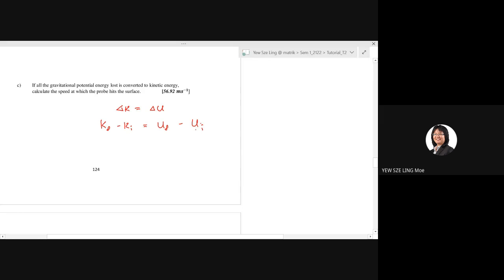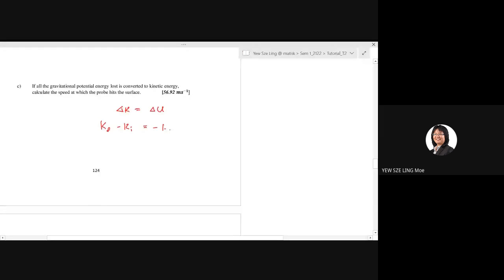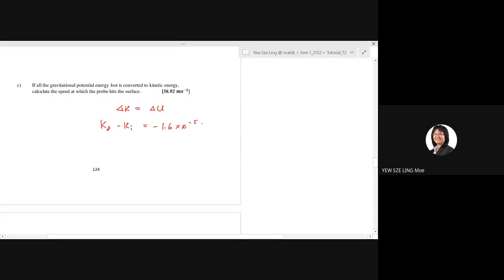Now, I think you don't even have to calculate delta U because we have delta U in the previous questions. So you can just leave it in delta U form because you already got it. Delta U is equal to negative 1.6 times 10 to the power of negative 5 joule.